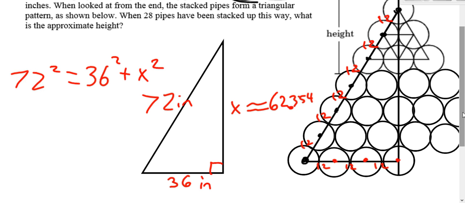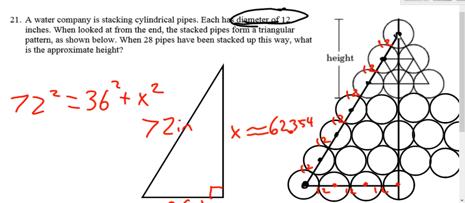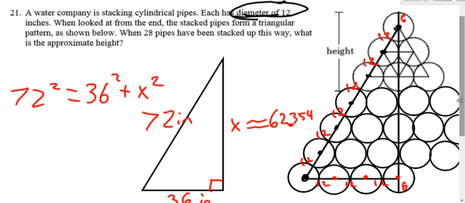But that's not the total height. That just went from the middle of our top circle, the top pipe, to the middle of the bottom circle or bottom pipe. So we need to add on what's left over. There's 6 inches above the center and 6 inches below the center down there, because that's the radius. We need to add on the 6 and the 6. We're going to add 12 onto that to get a total of 74.354 inches.